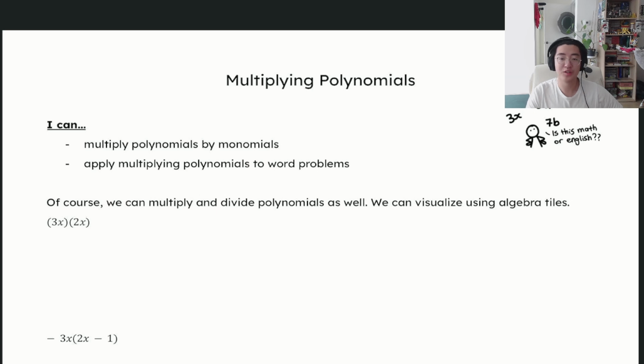Hello everyone, welcome to today's lesson on multiplying polynomials. Last lesson we worked a lot with adding and subtracting, and this time we're going to learn how to multiply them.